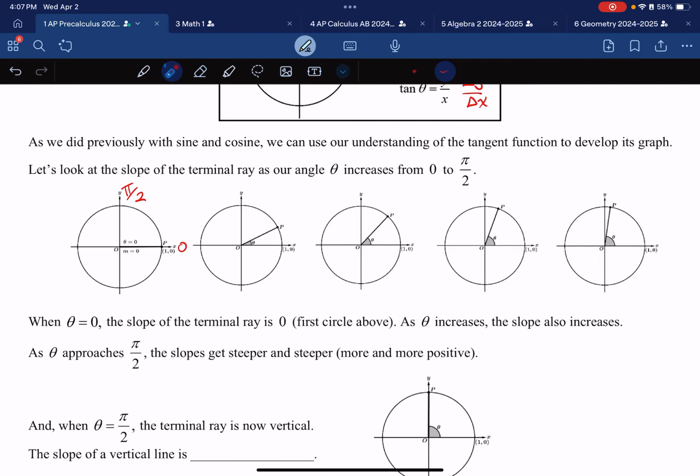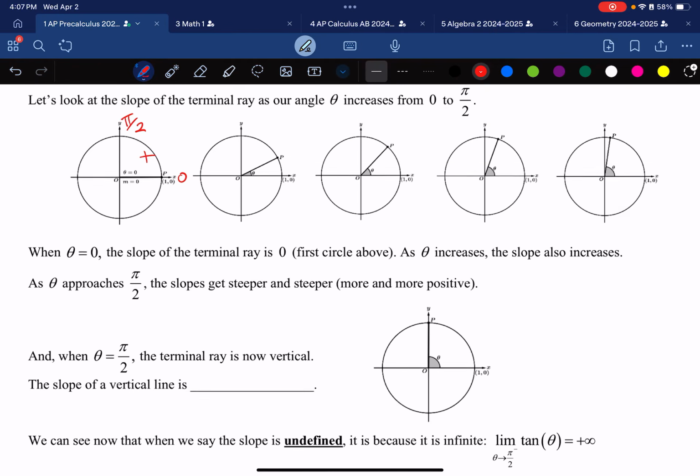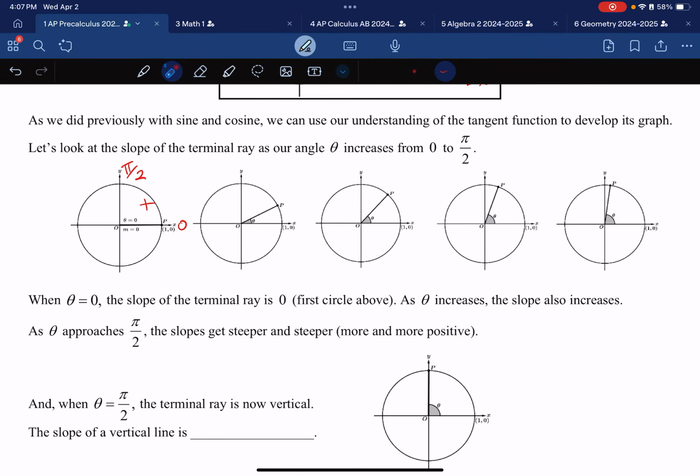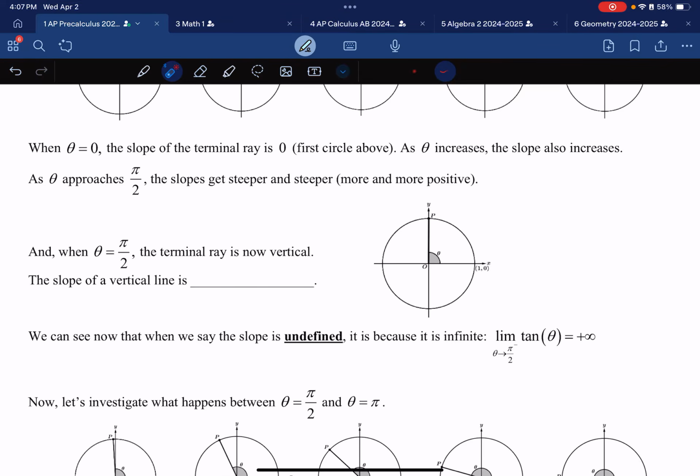So in the top right quadrant, when I'm between 0 and pi over 2, that's quadrant 1, notice that all of these slopes are positive. So that's kind of good to know. They are positive, and it just gets steeper and steeper, more and more positive. But once it gets all the way up here, we have a slope that is so steep that it's infinity. So some people can say that the slope is infinity. But usually what we say here is that the slope of the vertical line is undefined.